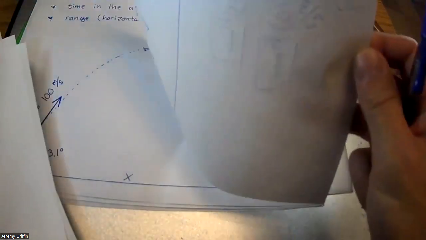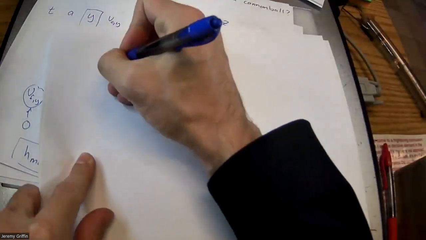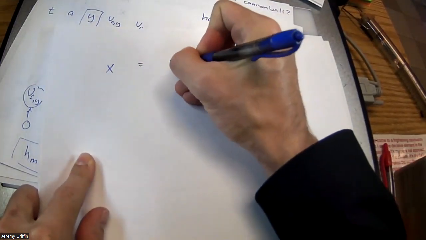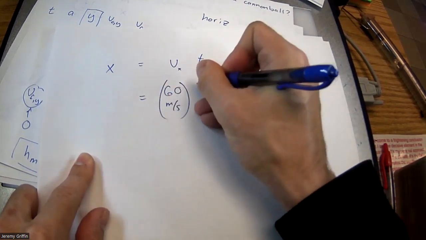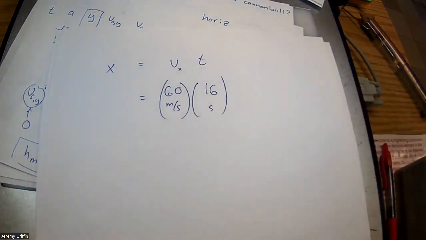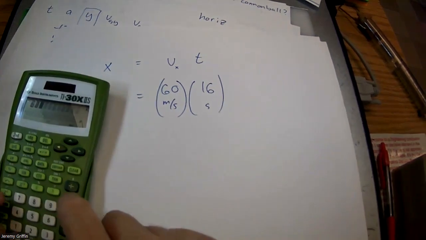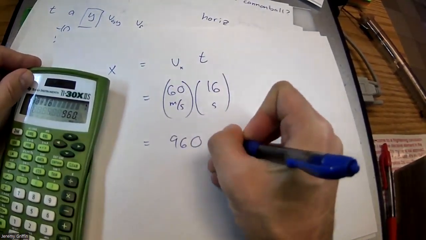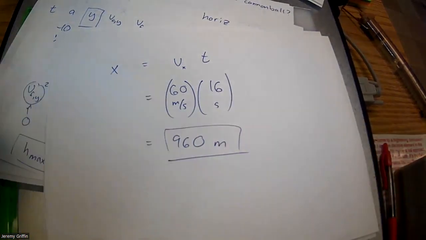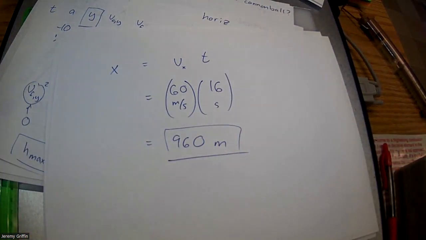What we do today. Right here. So how far does it go? dx equals 60 meters per second times 16 seconds. See what that is. 960 meters. Ba-boom. There you go. That's how far a cannonball goes. That's the horizontal component, right? That's the range.